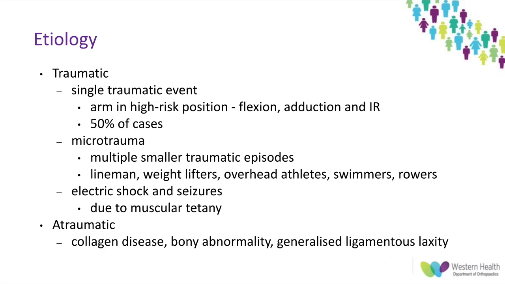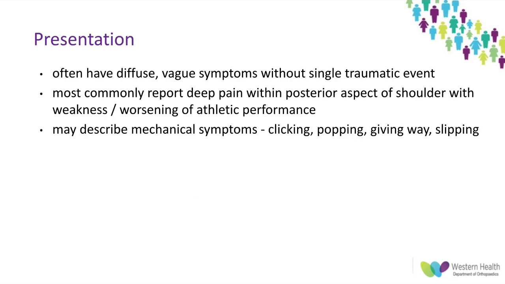On the other hand, we have our atraumatic group, and this is patients with a collagen disease, a bony abnormality, or generalized ligamentous laxity. Patients will often present with vague symptoms that are diffuse and without a single traumatic event. Most commonly, they report deep pain within the shoulder at the posterior aspect, as well as reporting weakness or worsening of athletic performance. Less commonly, they'll describe mechanical symptoms such as clicking, popping, giving way, or slipping.